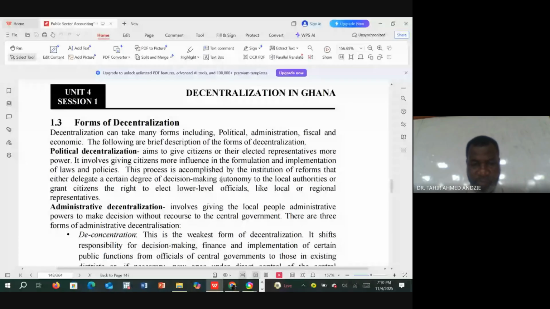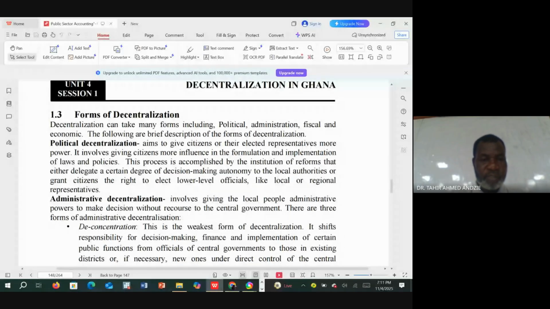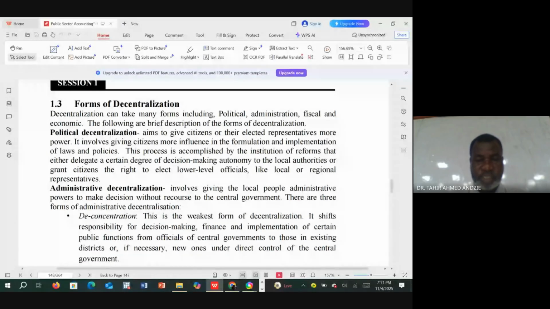So let us take them one by one. And please, for examination purposes, you should be able to understand what these forms of decentralization in governance in Ghana are, right? So we have the political decentralization.